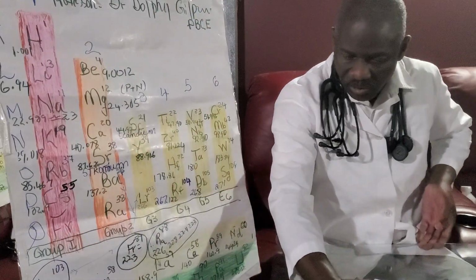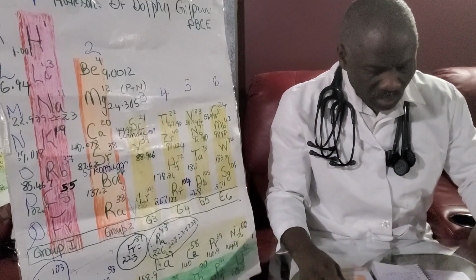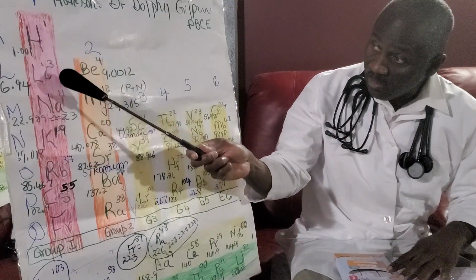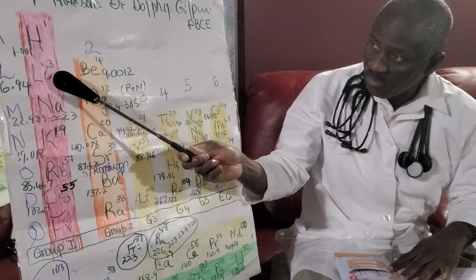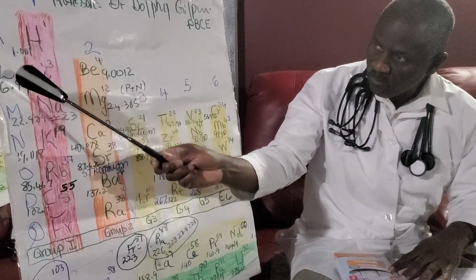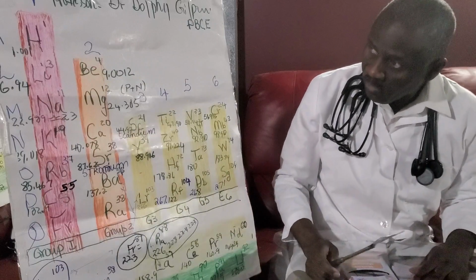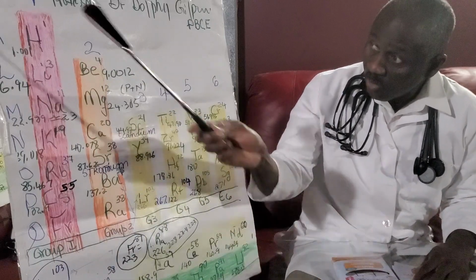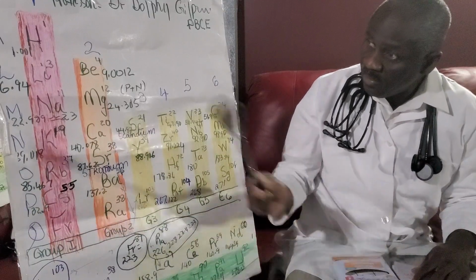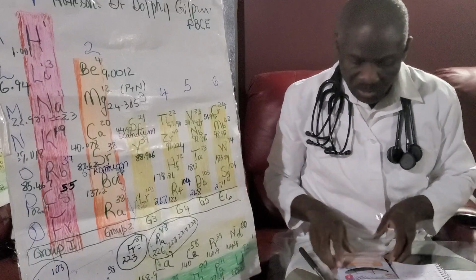Professor Dr. Dolphy Gilpin here, and we're focusing on the third element of the periodic table. Here we have lithium, the third element in the periodic table, and it's in the L shell, the period L. So we have K, L, M, N, O, P, and Q down to 7, and we have lithium in the L shell.